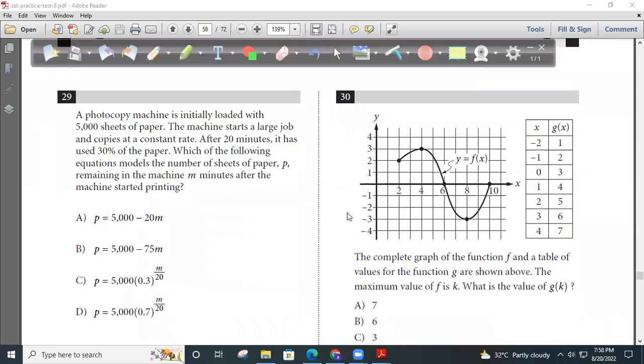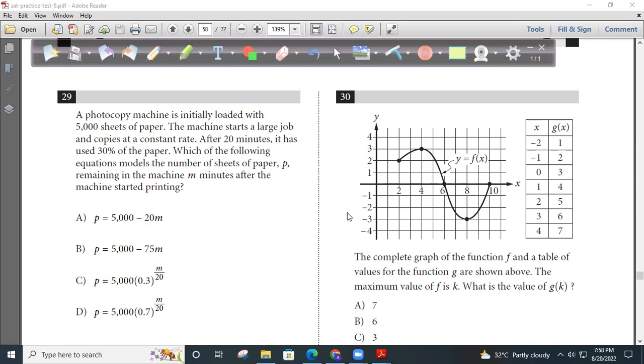Okay, 7 students gave me answer. Even others, be active and try to give me answer before I type. A photocopy machine is initially loaded with 5,000 sheets of paper. So initially there are 5,000 sheets of paper. The machine starts a large job and copies at a constant rate. After 20 minutes, 30% of the paper has been used.